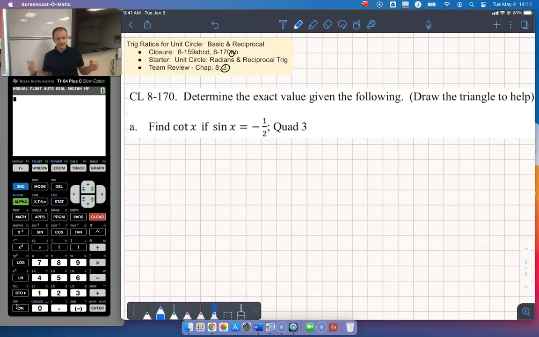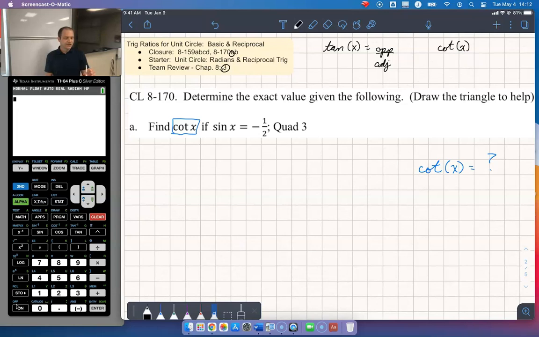In 170, let's start off. Find cotangent of x. This is my end game: what does cotangent of x equal? Let's think about what we know. Cotangent is the reciprocal of tangent. If I'm dealing with right triangle trig, because it says draw the triangle, tangent is opposite over adjacent, which means cotangent is that fraction flipped, adjacent over opposite.